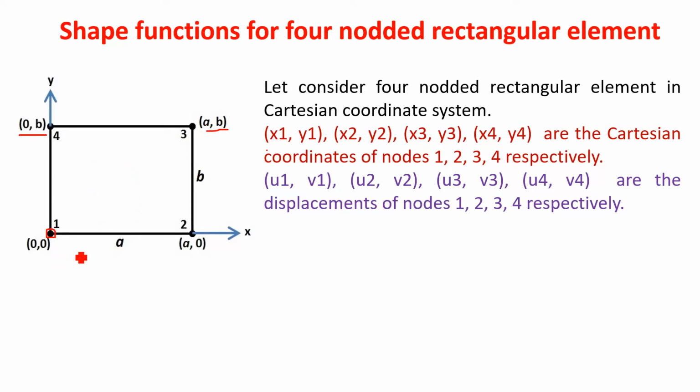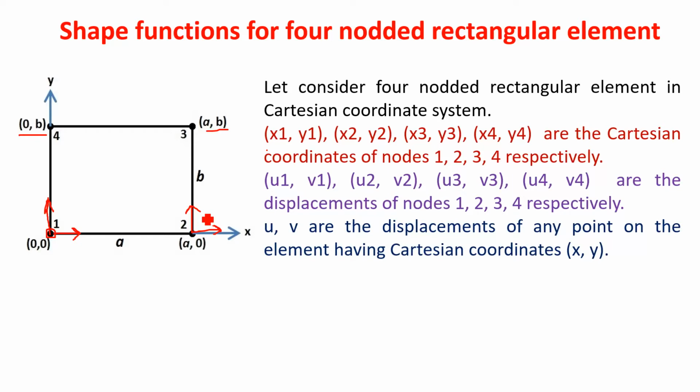Rectangular element is also having 2 degrees of freedom per node. That is horizontal displacement in x direction and displacement in y direction. So 2 degrees of freedom per node. There are 4 nodes in the rectangular element. Therefore total degrees of freedom are 8. u1, u2, u3, u4 in x direction, v1, v2, v3, v4 in y direction.